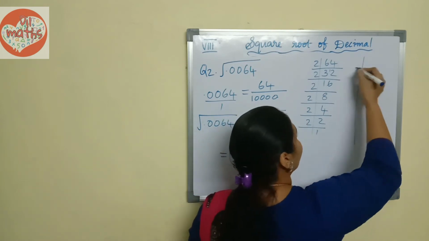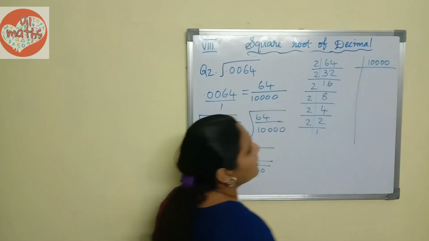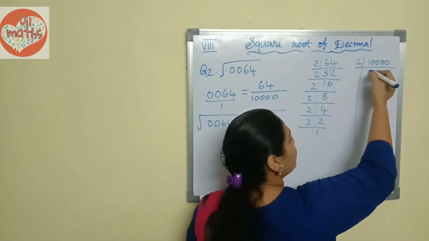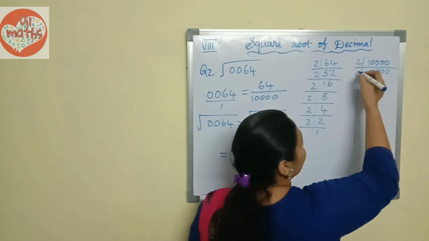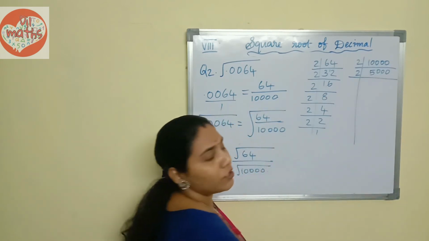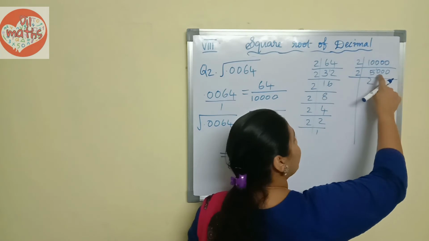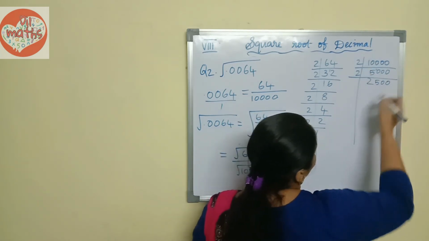Which one do we want to find out? The prime factorization of 10,000 we should find out. So 10,000 is divisible by 2. 10 divided by 2 is equal to 5. And how many zeros will be remaining? 3 zeros. Again it is divisible by 2. 5 divided by 2, 2 2s are 4, and 1 will carry forward to the next place. 10 divided by 2 is equal to 5. And 2 zeros will be there.